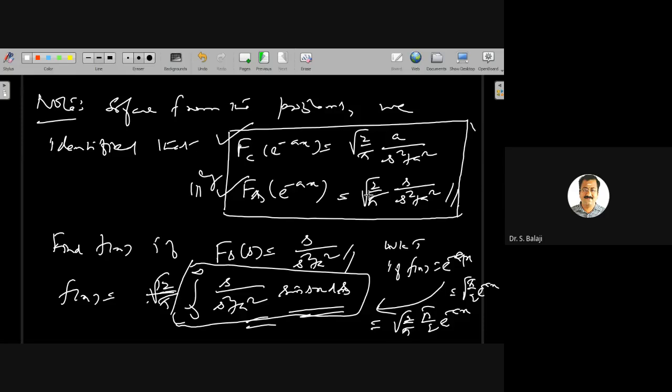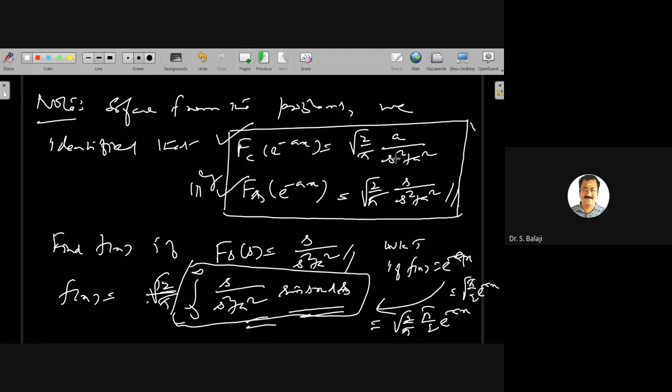Similarly, the reverse is also possible. Suppose your f of x is 1 by x square plus a square. What about your Fourier sine or cosine transform? The e power minus as comes here. You can reverse these two.